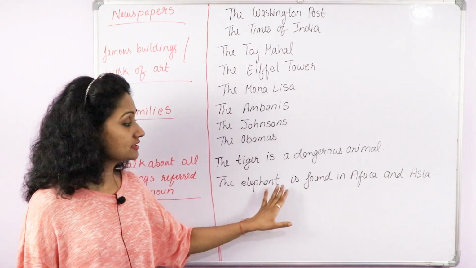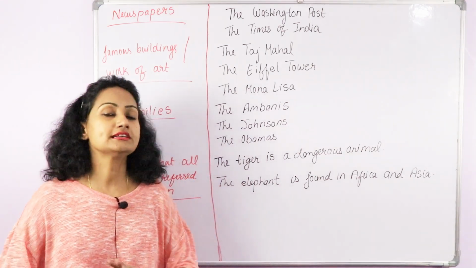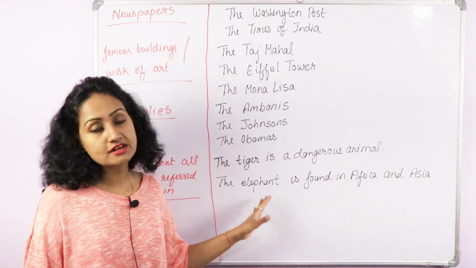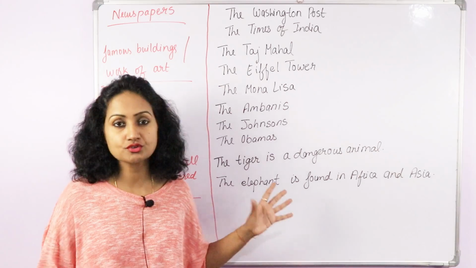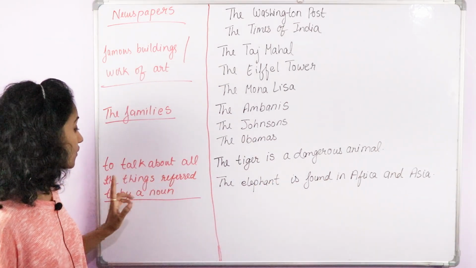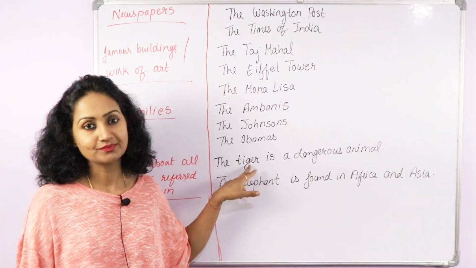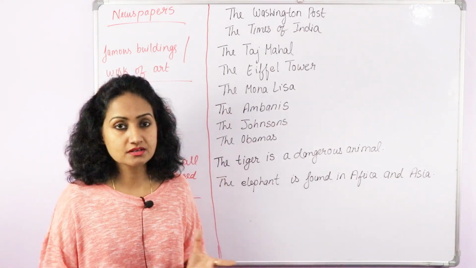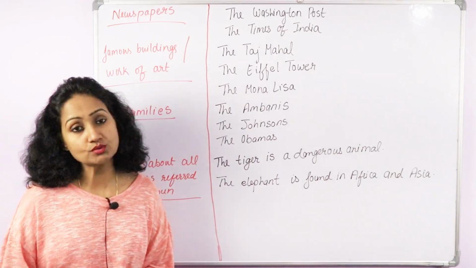The elephant is found in Africa and Asia. So here, all the elephants, generally elephants, are found in Africa and Asia. So this way we write, to talk about all the things referred to by a noun. The tiger is referring to all the tigers on this planet. So these are the places where we use the.